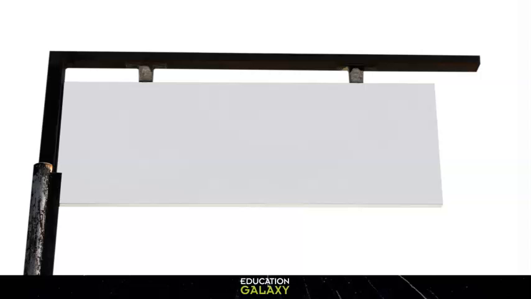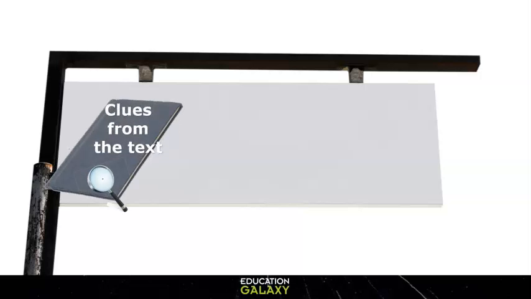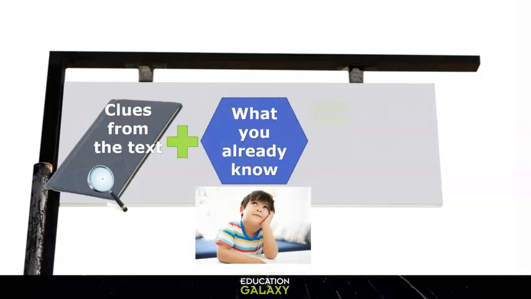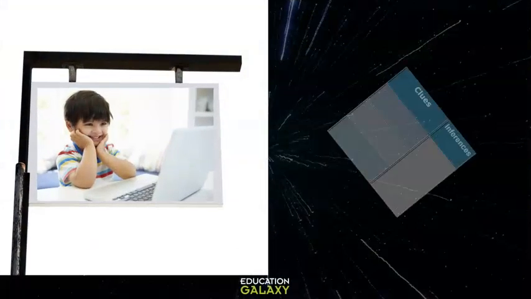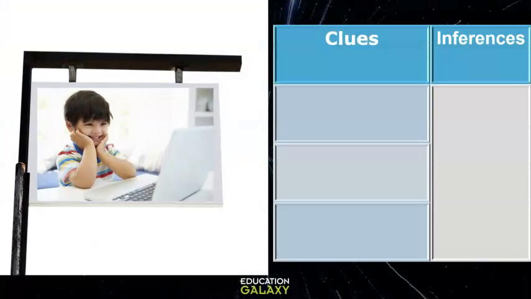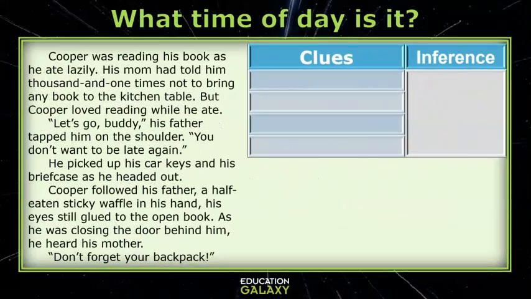When you make an inference, you take clues from the text. Then you combine those clues with what you already know, and you figure out what the author doesn't tell you. That's an inference. We can use this graphic organizer to help us draw inferences. Let's read a story and use this graphic organizer to make an inference. Stop the video to carefully read the story.